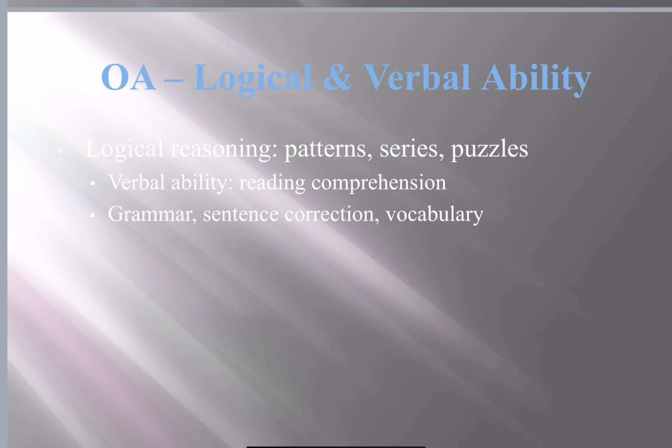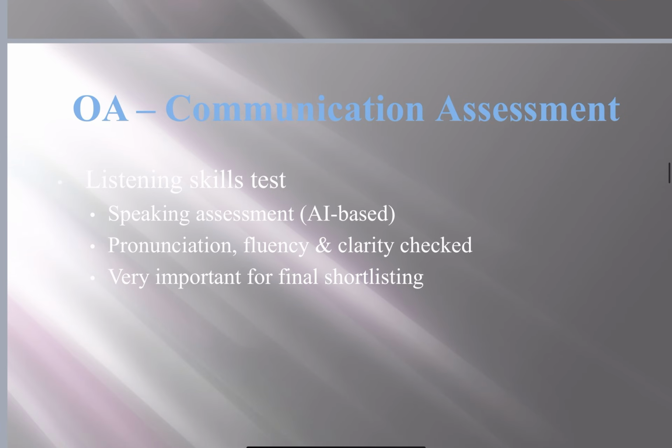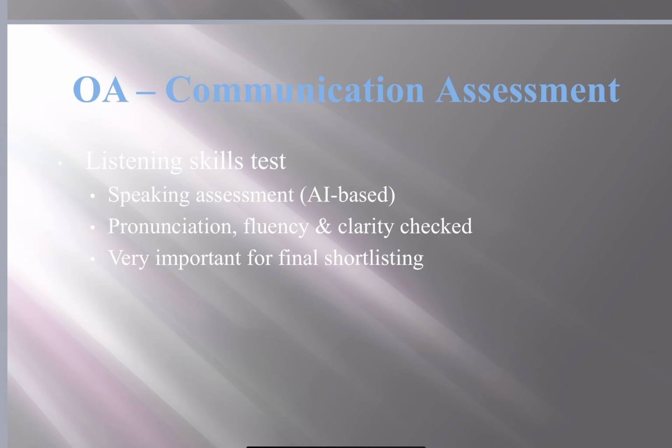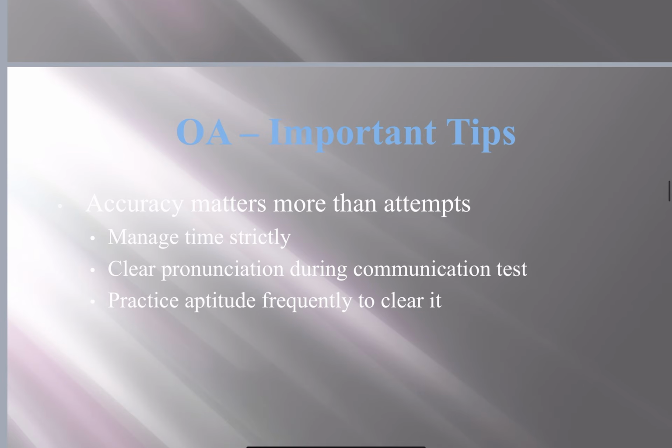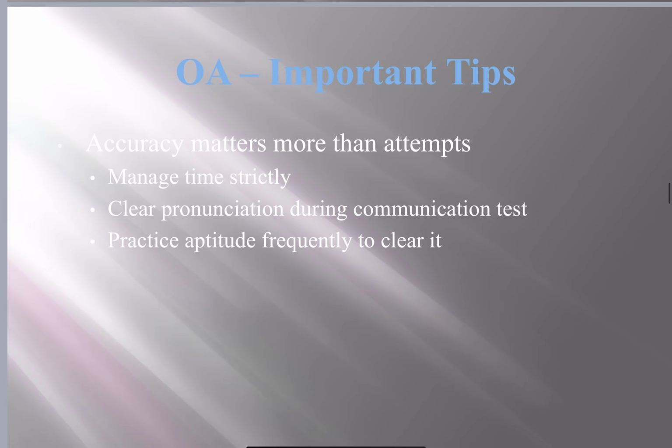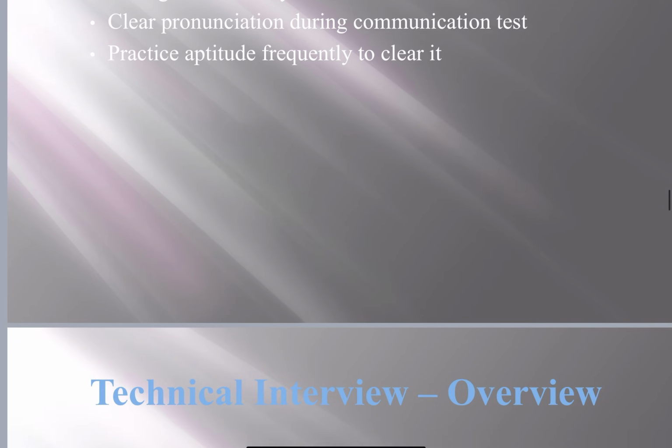So, the communication assessment is another major part of the OA which assesses the listening and the speaking test. It is very important for the final shortlisting, and pronunciation, fluency and clarity is the main focus here. So, the important tips for the OA are to manage your time strictly, practice aptitude frequently, and the clear pronunciation should be there during the communication test, which is based on more accuracy.